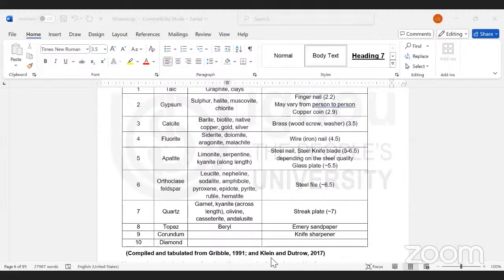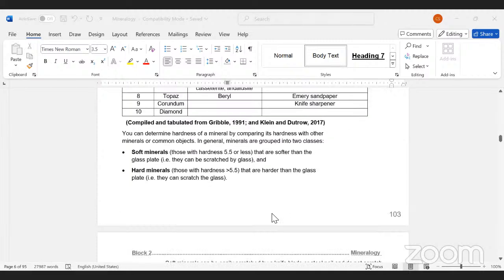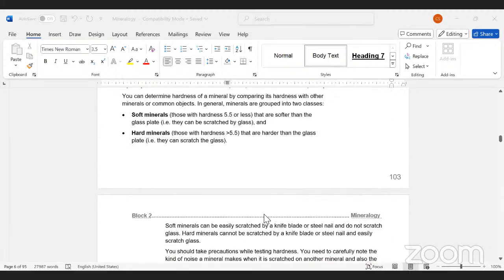Garnet, kyanite, andalusite and others all have 7, then 9, and finally 10 is diamond. Diamond is very hard, not similar to any other mineral. So there are 2 categories, soft minerals and hard minerals.